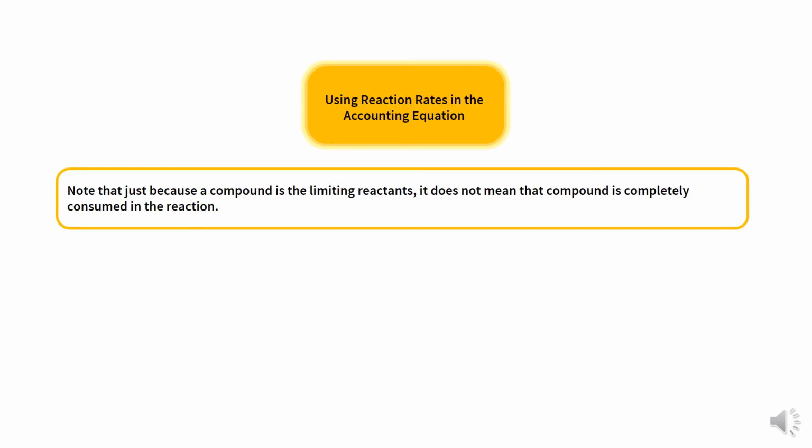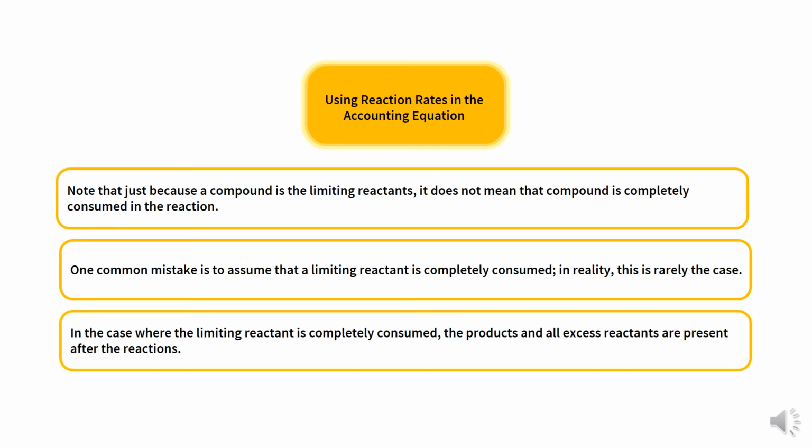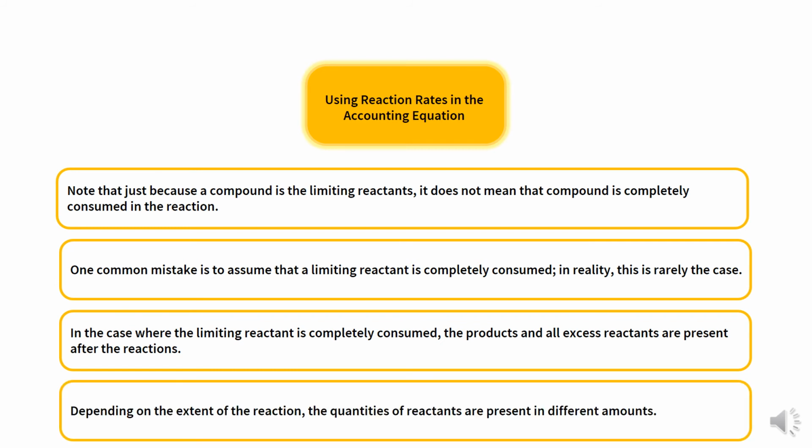Note that just because a compound is the limiting reactant, it doesn't mean that compound is completely consumed in the reaction. One common mistake is to assume that a limiting reactant is completely consumed, but in reality this is rarely the case. In the case where the limiting reactant is completely consumed, the product and all excess reactants are present after the reaction. But depending on the extent of the reaction, the quantities of reactants are present in different amounts.